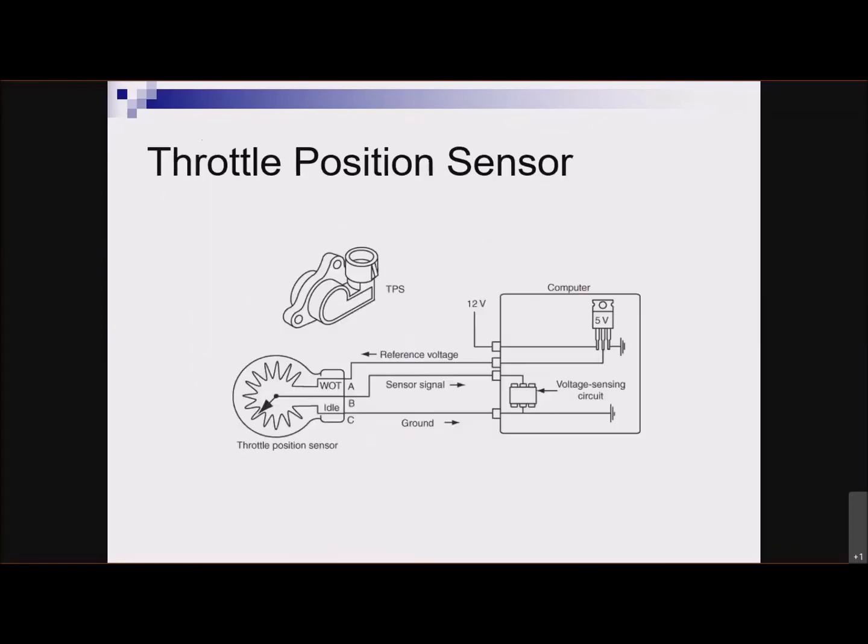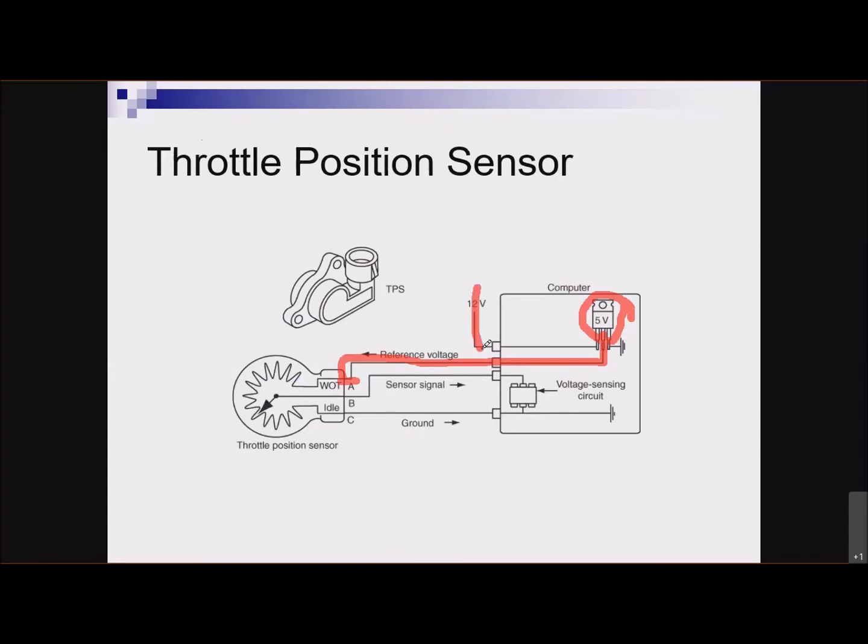So here's a picture of a throttle position sensor, all right? All the things I was talking about. Inside the computer here, right? Little voltage regulator. So regardless of what our battery voltage is doing, that's putting out 5 volts. So you can see that 5 volts is being fed to the sensor, in this case, pin A. We're calling that reference voltage.